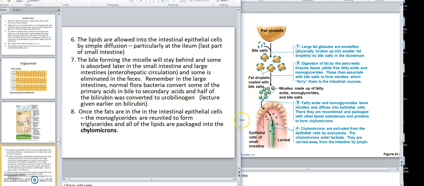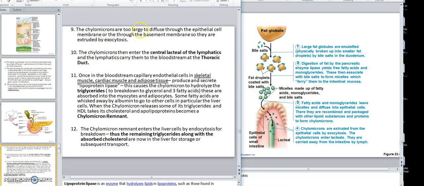Once the fats are in the intestinal epithelial cells, the monoglycerides are reunited to form triglycerides, and all the lipids are packaged in what we call a chylomicron. That is your first lipoprotein. Remember, we've talked about this. That's your first lipoprotein, the chylomicron. Okay?